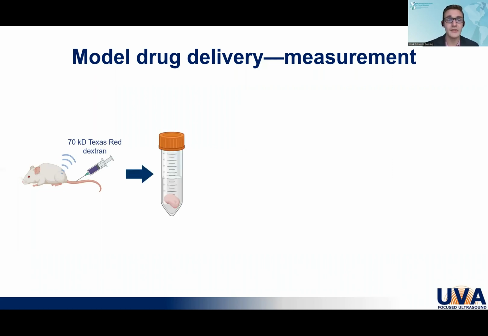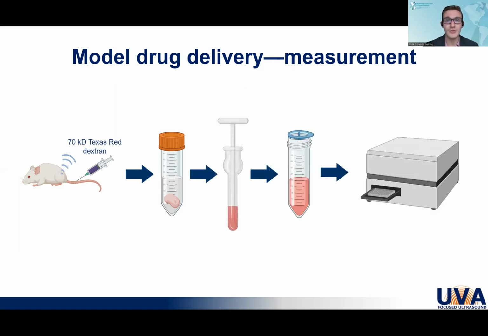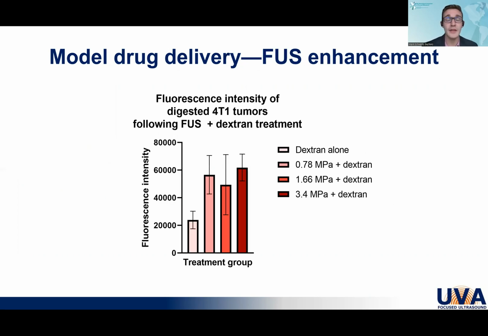I injected this into the tail vein of a mouse, then administered neutral lipid microbubbles and sonicated one corner of the tumor. 10 minutes later, I removed these tumors and enzymatically digested them, mechanically homogenized them, filtered them, and ultimately measured the fluorescence intensity of each sample with a fluorescence plate reader. I then compiled and analyzed these results and found that across a range of pressures, we saw an increase in fluorescence intensity of almost threefold compared to dextran being administered alone without any focused ultrasound treatment.